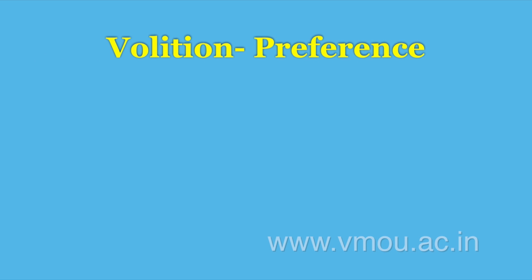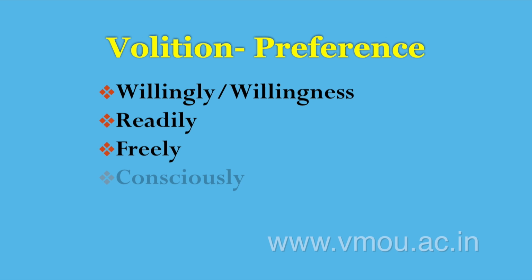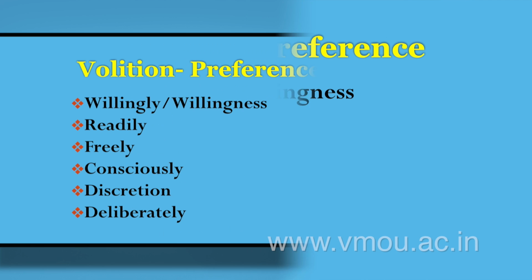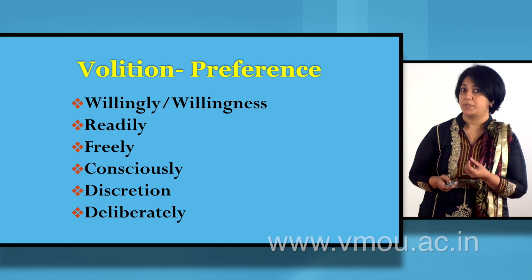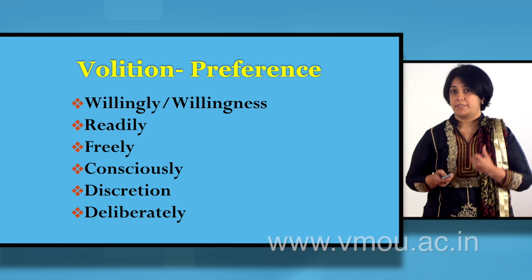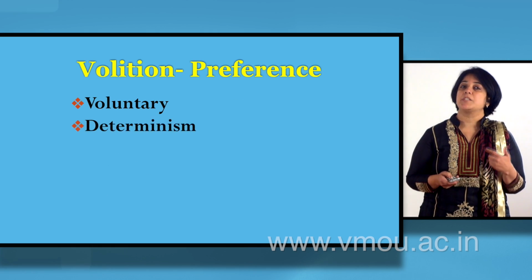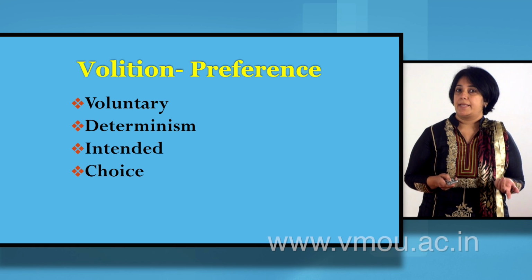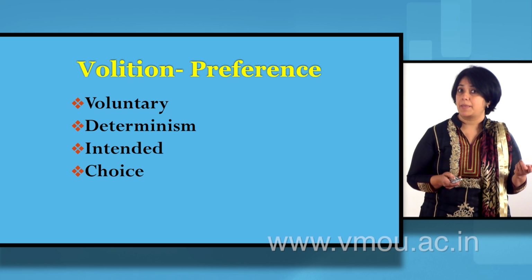So volition means preference. Which one does willingly out of one's own willingness, which one does readily, freely, consciously with one's own discretion, which one does deliberately. So at any given point of time, when you understand the word deliberately, that means with one's own volition. Deliberately, that means with one's own preference. So this way you can keep these words in mind. Intended, choice. Instead of having the word straight away, if you give a picture, it registers better.